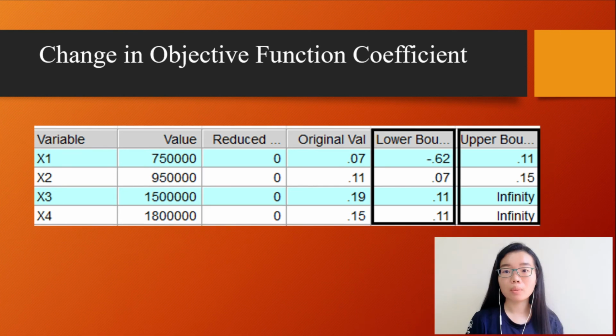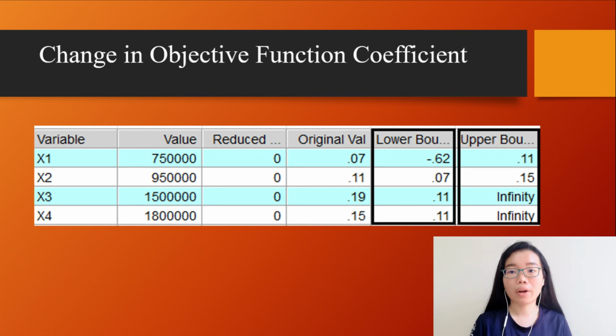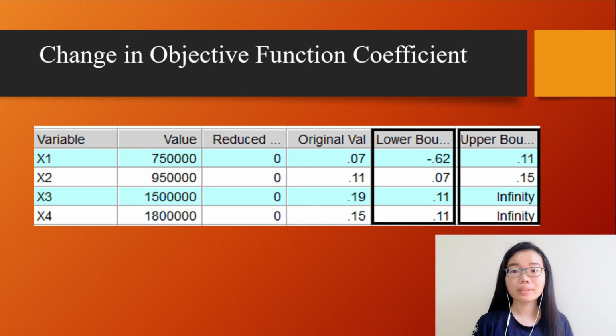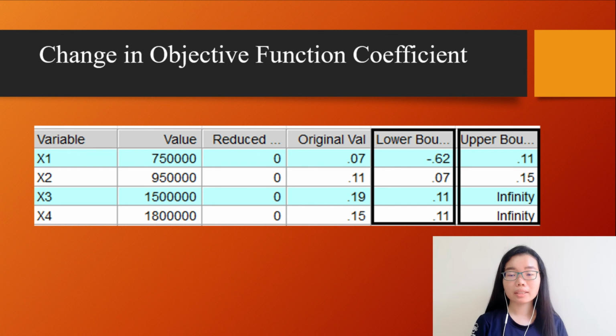The values of lower boundary and upper boundary indicate the range that the objective coefficient can change before the optimal solution will change. For x1, from 0.07, up to an upper limit of 0.11 and lower limit of negative 0.62, the optimal solution will not change. For x2, we have 0.15 for the upper limit and 0.07 for the lower limit. For x3 and x4, the upper limit will be infinity and the lower limit will be 0.11.